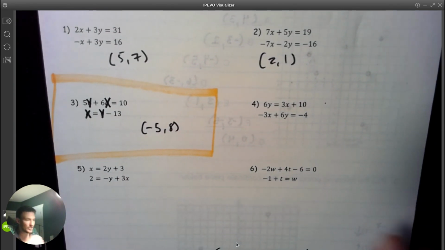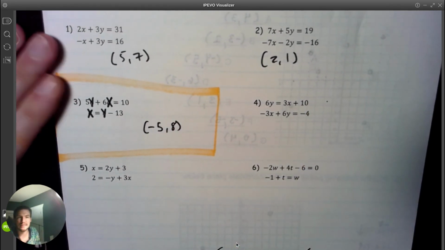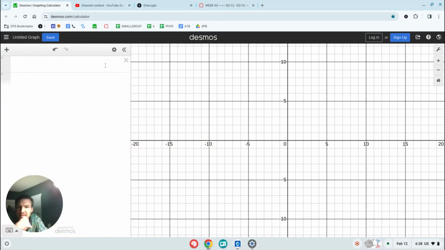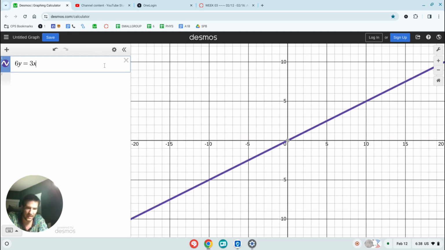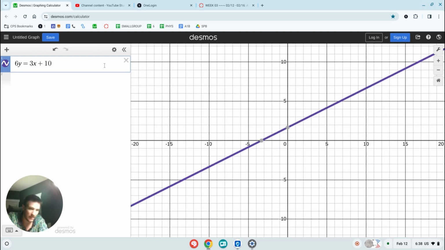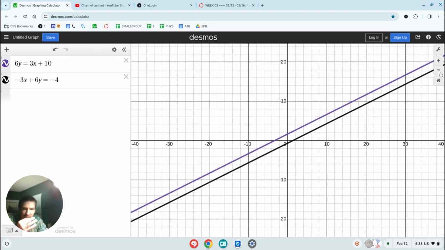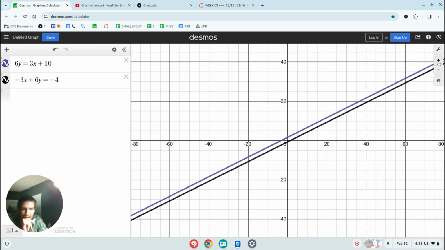The next question, x's and y's. Let's do this question. Let's do it fast. Delete, delete. Let's go. We've got 6y equals 3x plus 10. Enter. Negative 3x plus 6y equals negative 4. Ooh, what the heck did we just see here? Where do these lines touch? Zoom out a little bit, zoom in a little bit.